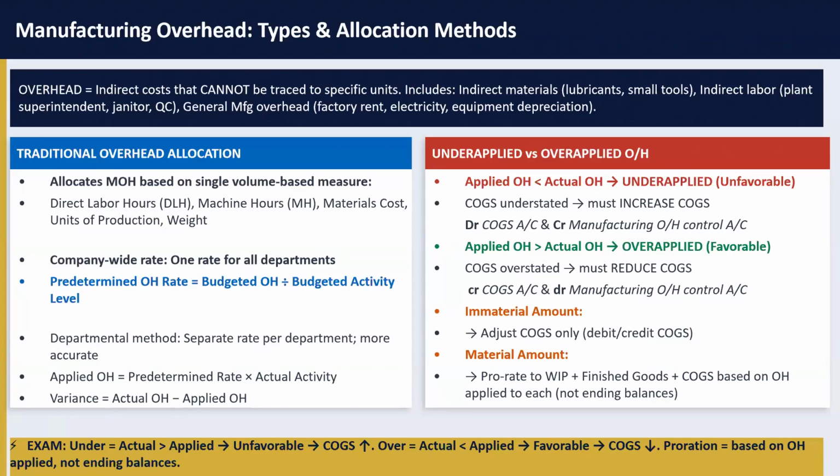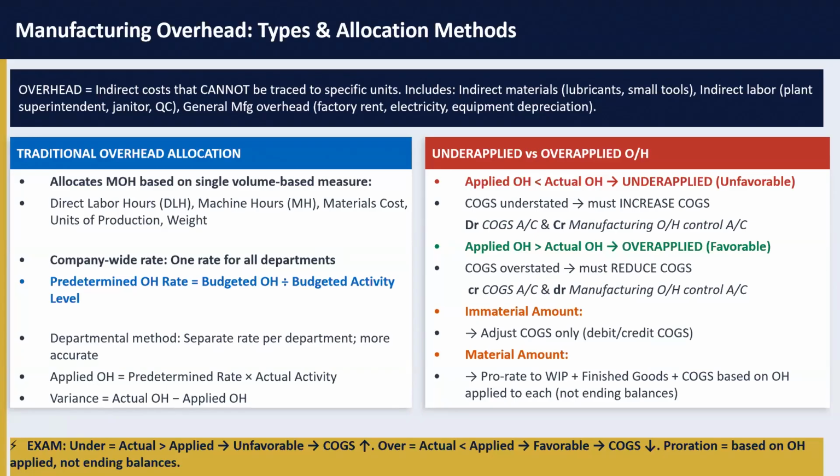In the traditional system, we again have the company-wide rate or the departmental method. Company-wide rate is similar to finding our standard cost. Across the company, we find one standard manufacturing overhead rate to apply, determined according to direct labor hours, machine hours, or units. So we find the standard manufacturing overhead per direct labor hour or per machine hour. That is our company-wide rate. Wherever overhead is to be allocated, we use that rate. It is one rate for all departments.